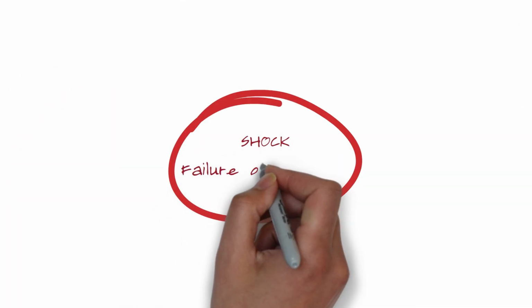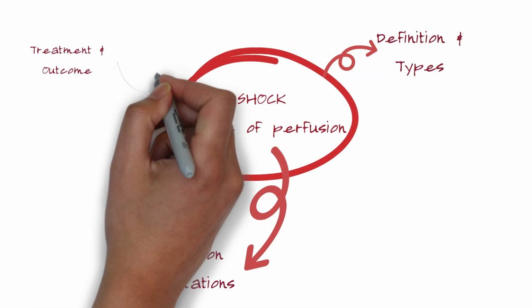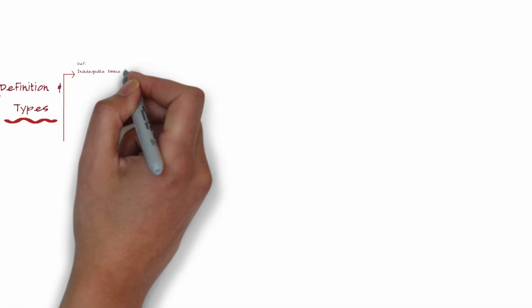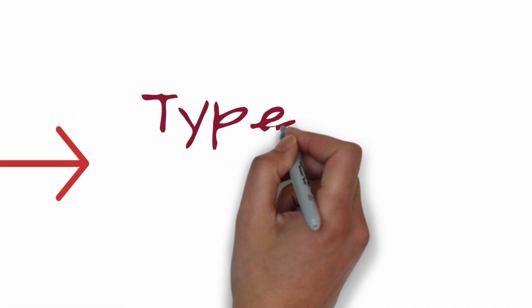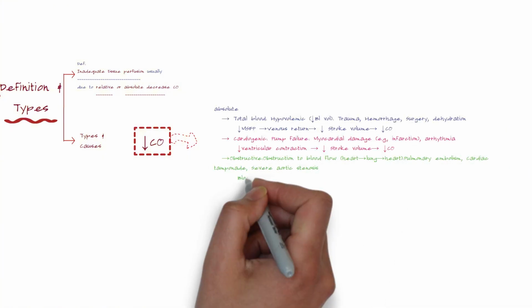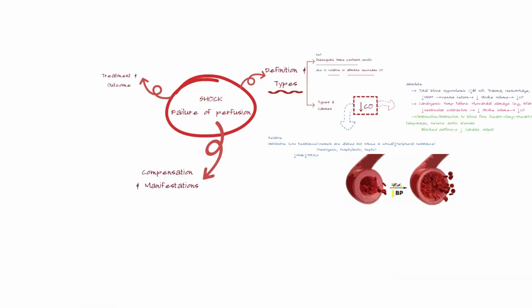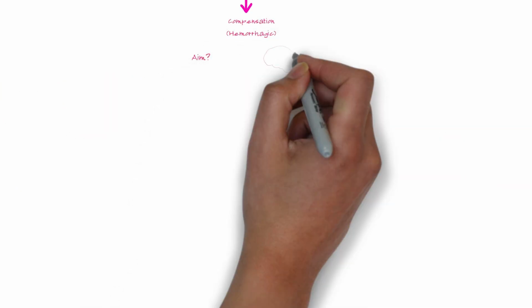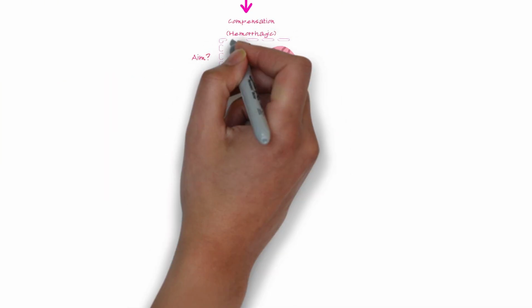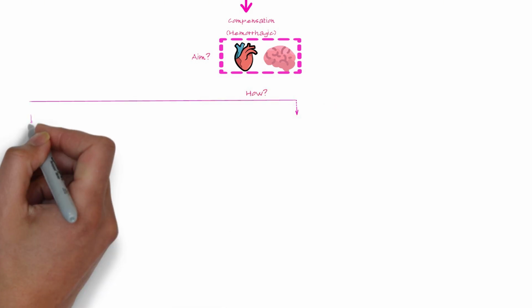Now let's recap together everything we covered today in MemoMap. We started with shock. We talked about the definition: inadequate perfusion due to inadequate cardiac output. Then we talked about the types and the causes: whether due to blood volume, which is hypovolemic; heart, which is cardiogenic; blood flow, which is obstructive; or blood vessel vasodilation, which is distributive. Then we talked about the compensation.